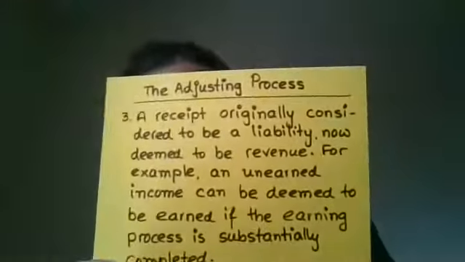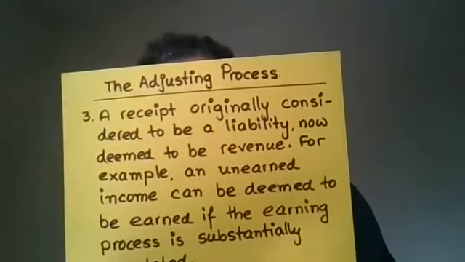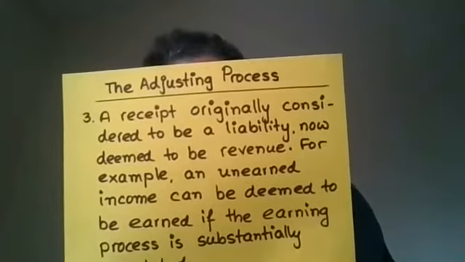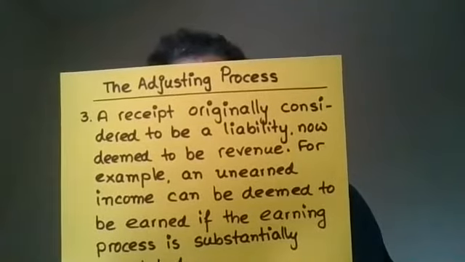As we keep completing the job, like subscription revenue, for example, journal publishers or magazine publishers, they receive money in advance, or newspaper publishers, they receive money in advance, which is a liability. But as they keep publishing, or as they keep delivering the news, then part of the earning process is complete. So they can start recognizing it as income. So this is what our third category is, that a receipt originally considered to be a liability, now deemed to be revenue.